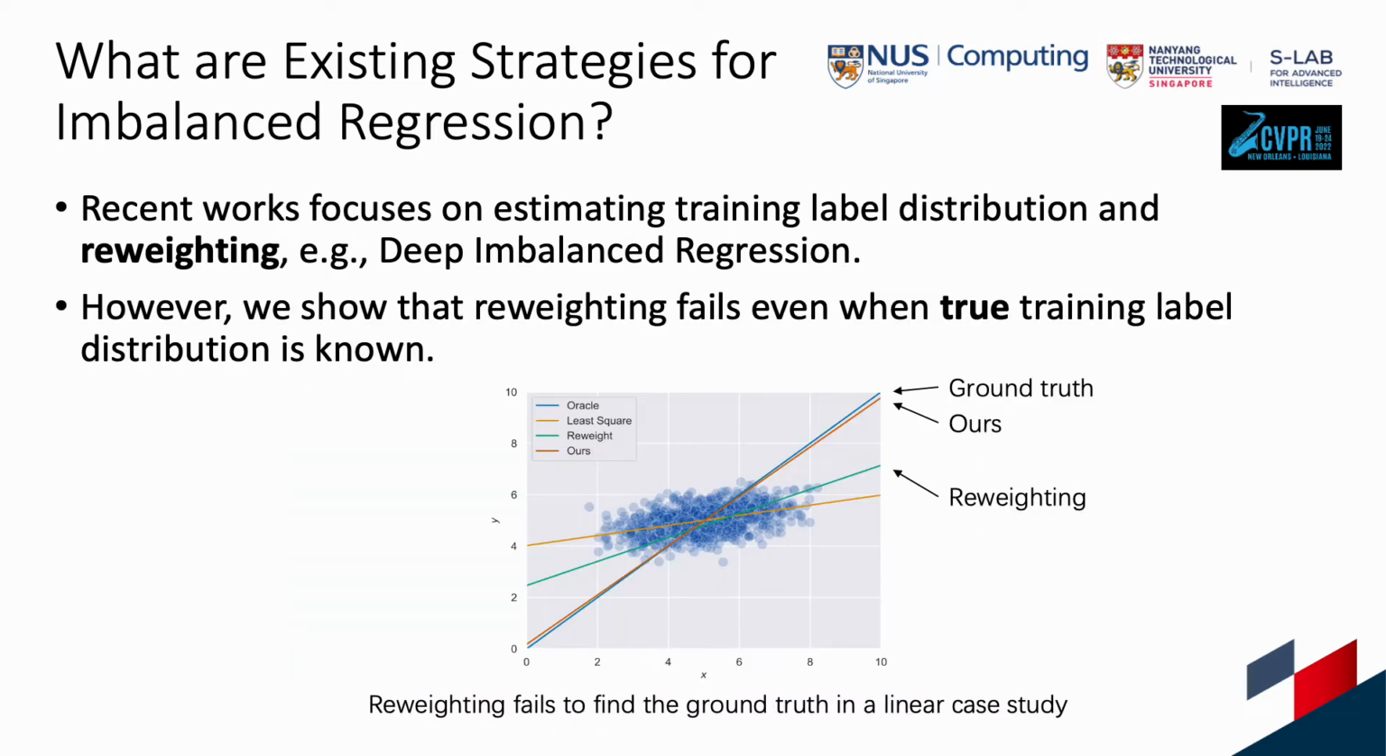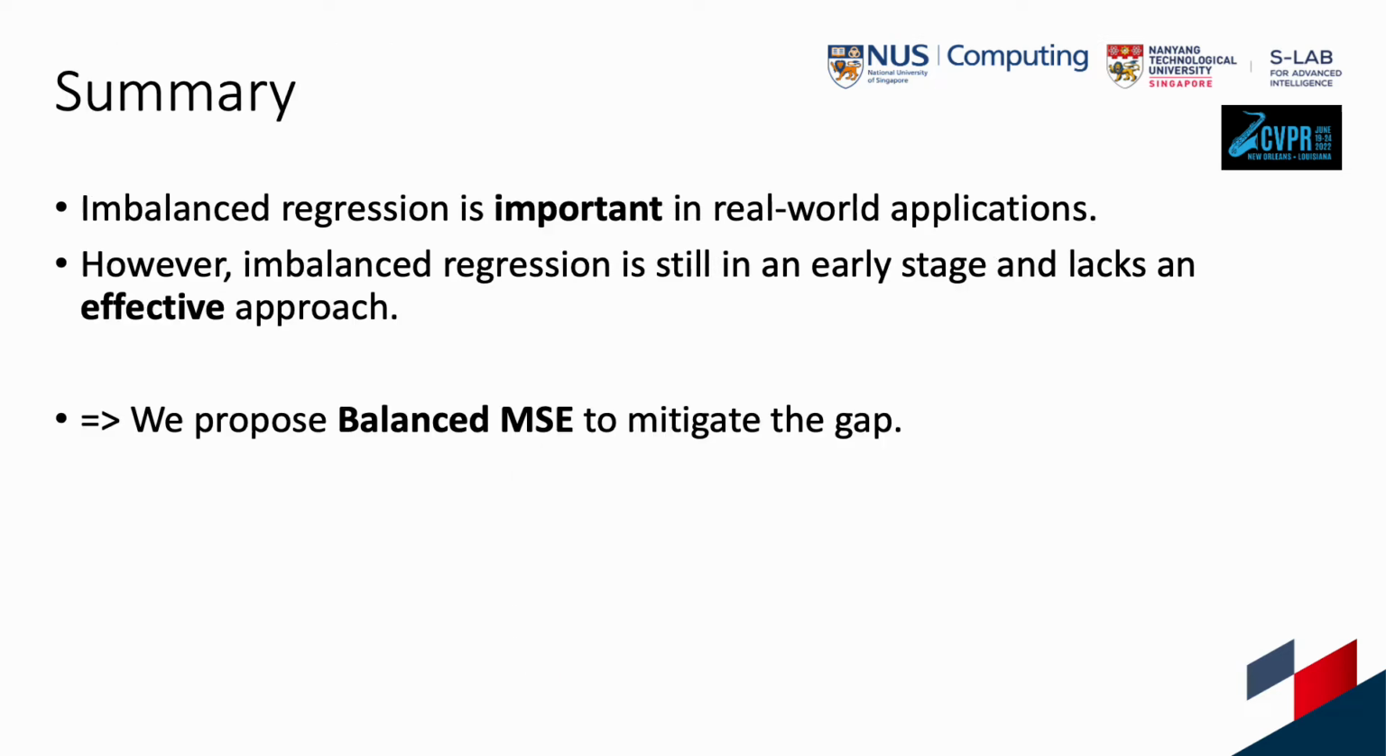However, we show that reweighting fails even when the true label distribution is known. In this linear regression case study, reweighting fails to find the ground truth. In summary, imbalanced regression is important in real-world applications but lacks an effective approach. We propose balanced MSE to mitigate the gap.